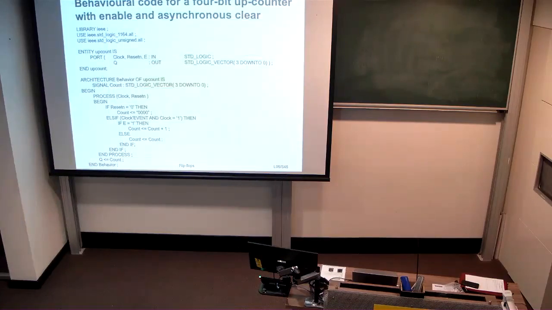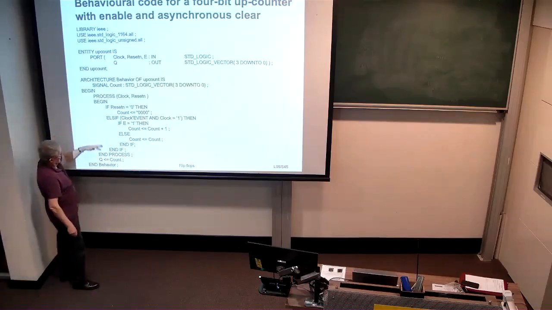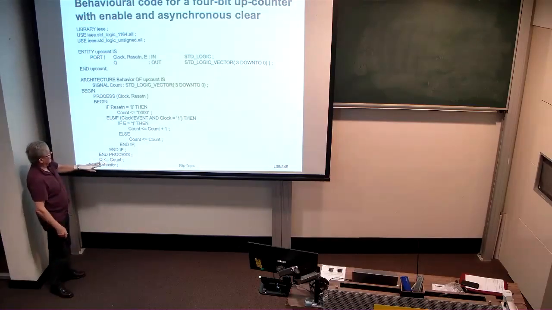Here's a behavioral description of exactly the same counter. This is for a 4-bit up counter with an enable and an asynchronous clear. So we have the clock input, reset signal, active low with the N there, E for enable, and the output Q, which is a 4-bit value. The behavioral design is here. It consists of one process and one assignment of count to Q.